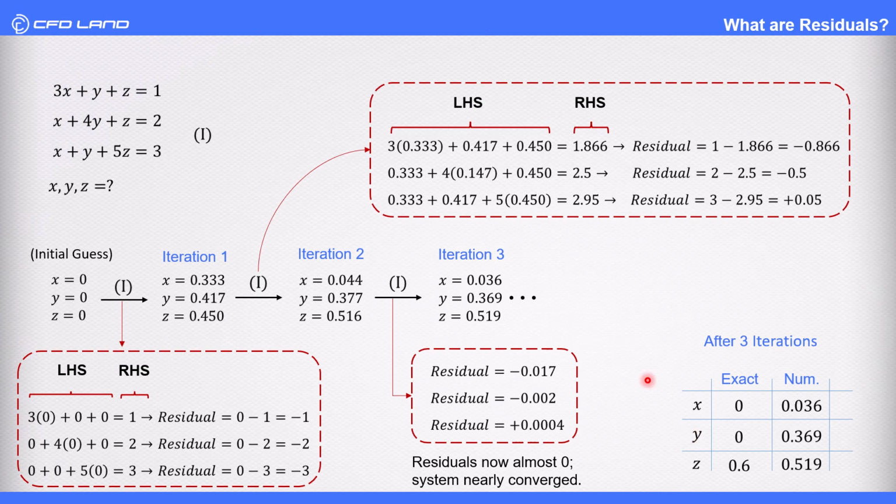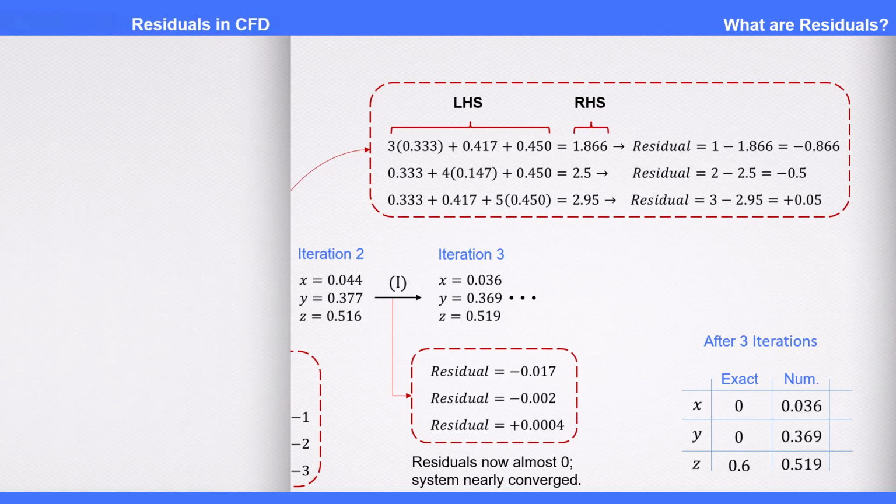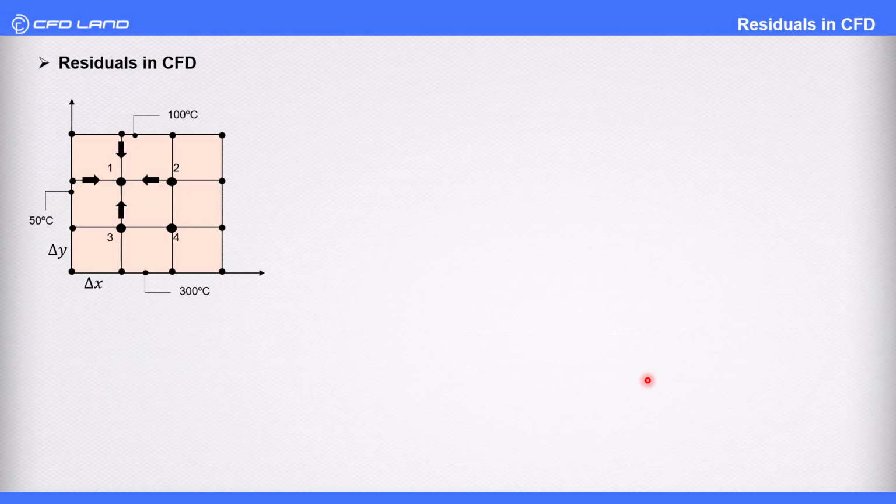Now, it's time to take our lesson to another level. Let's look at a CFD example. We want to study heat flux in a wall. Well, our wall has 3 boundaries: 100 degrees, 50 degrees, and 300 degrees from bottom.